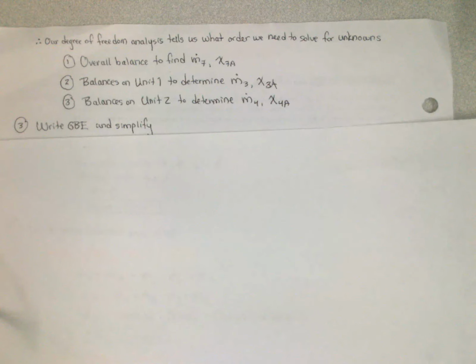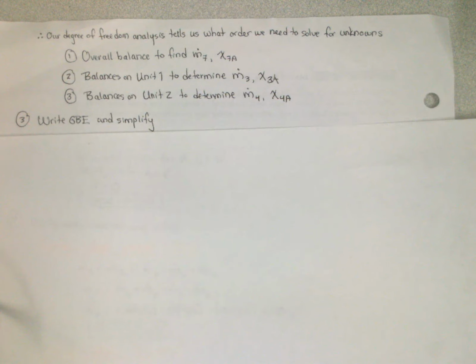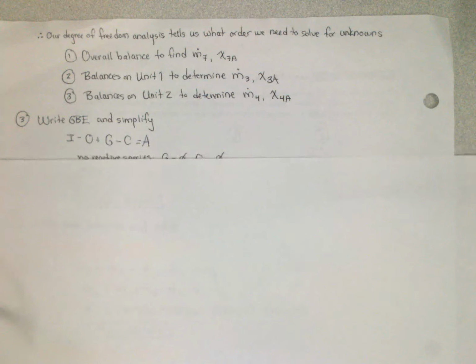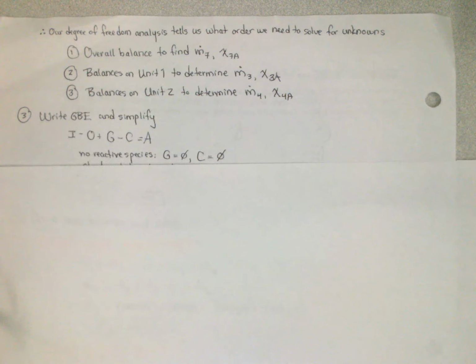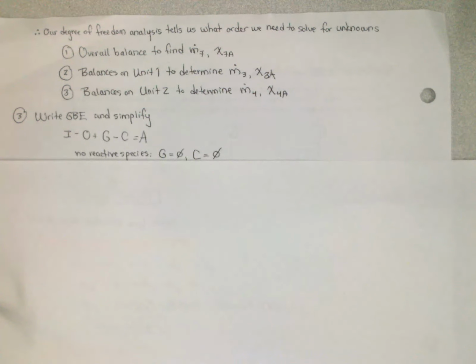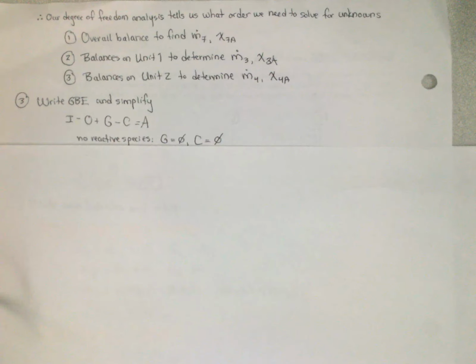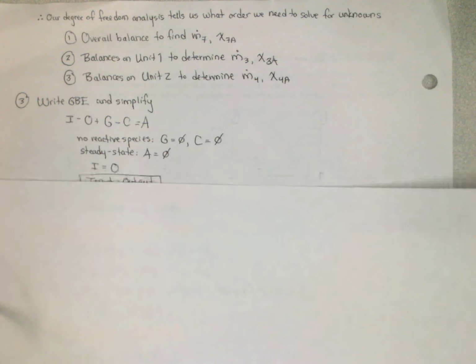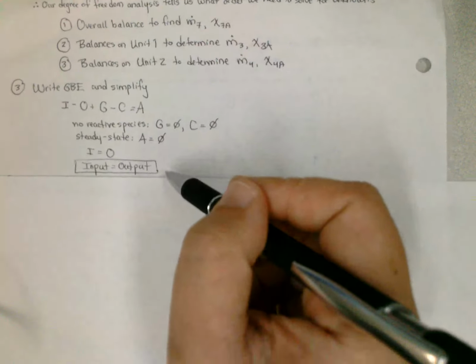Last step for this particular video is we're going to write the general balance equation and simplify it. So we're going to say input minus output plus generation minus consumption equals accumulation. If we have no reactive species, nothing overall, A is not reacting, B is not reacting, then the generation equals 0, consumption equals 0. We were told it was steady state, which means accumulation equals 0, which means that input is going to equal output.